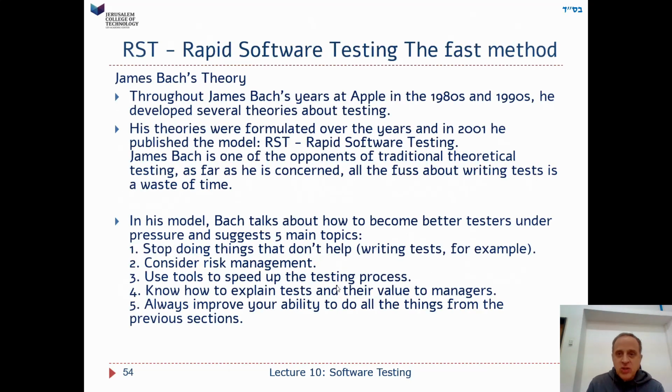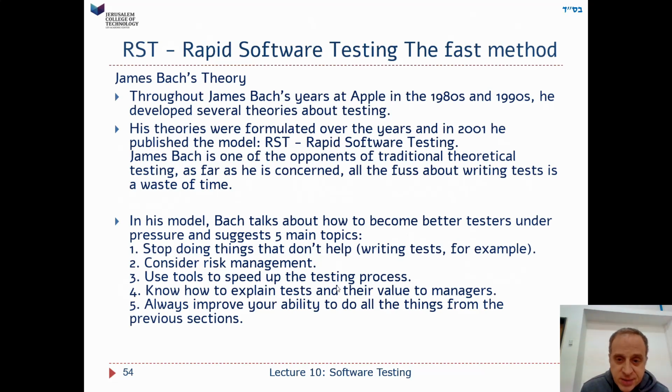Now, there's something called Rapid Software Testing, the fast method. And this is James Bach's theory. He worked at Apple in the 80s and the 90s, and he has some theories about testing. I think he wrote a book. His theories were formulated over the years, and in 2001, he published his model, RST, Rapid Software Testing. He is an opponent of traditional, theoretical testing. As far as he's concerned, all the fuss about writing tests is a waste of time.